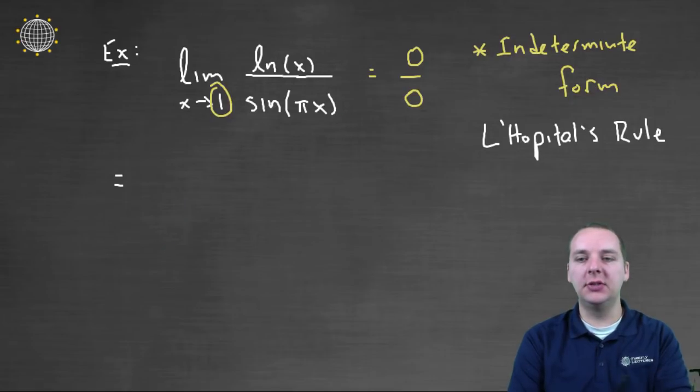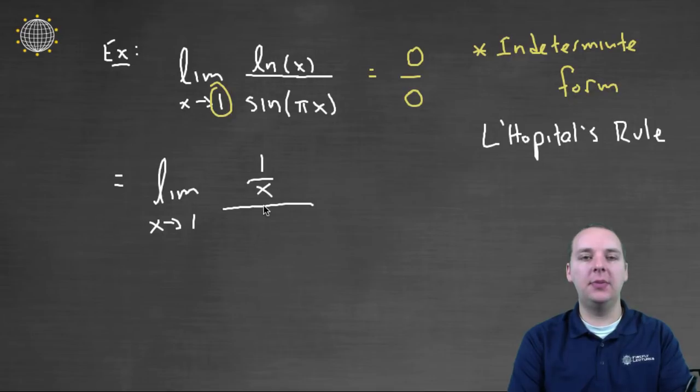So let's take these derivatives and see what we get. The derivative of the numerator: the derivative of natural log of x is 1 over x, as we well know. 1 over x. And this will be divided by the derivative of sine of pi x. This will need the chain rule. We would have cosine of pi x times pi, from the chain rule, of course.